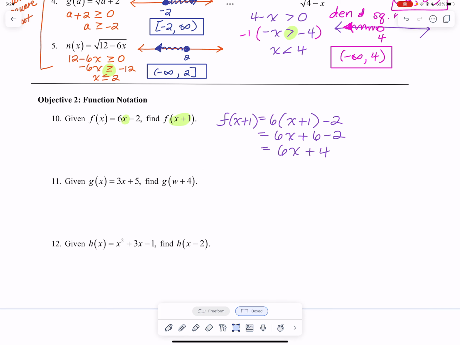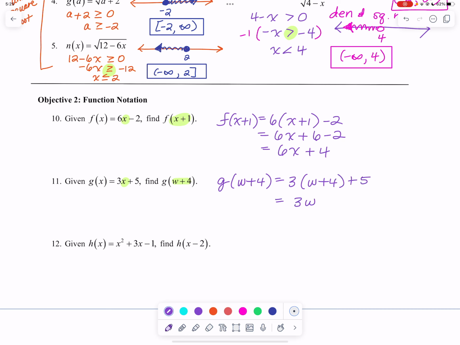Okay, let's go ahead and look at this next one. Given g of x is 3x plus 5, this time our x is going to be w plus 4. So g of w plus 4 is going to be 3 times w plus 4 plus 5. Let's distribute that 3, and we have 3w plus 17.